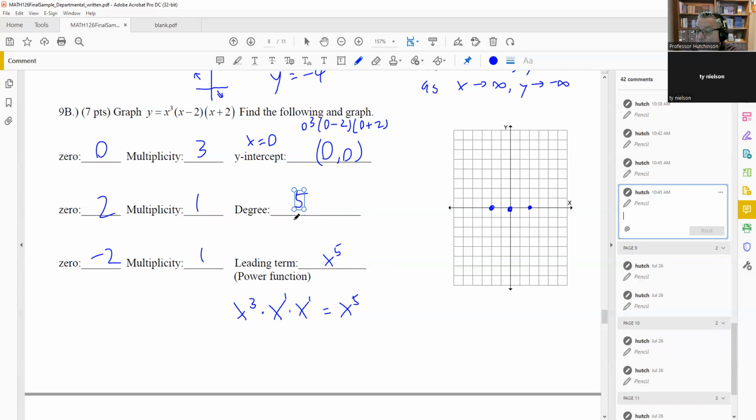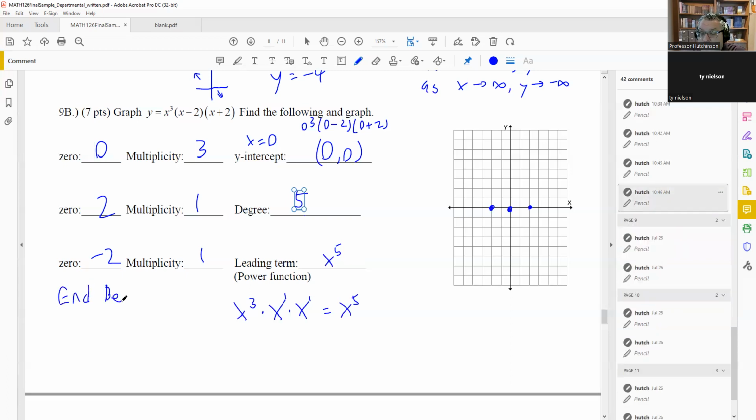Okay, so x to the fifth is your leading term. And there's a 1 in front of that because there's a 1 in front of the x cubed here, and there's a 1 in front of all the x's that you're multiplying together. So all those are 1s. So now this leads us to the end behavior part.